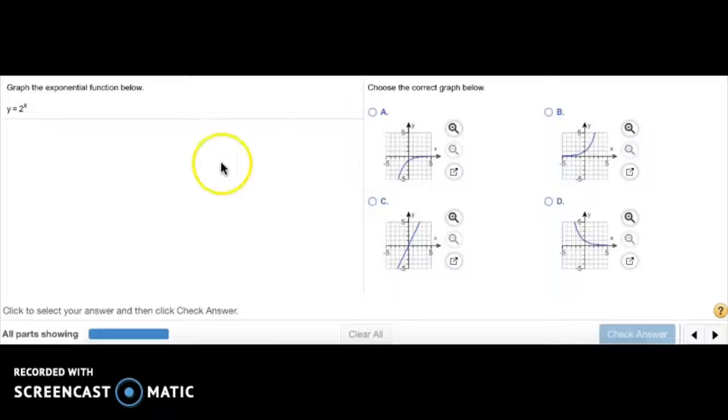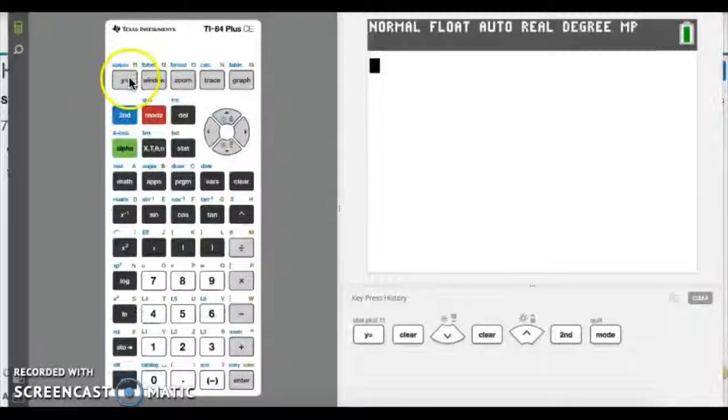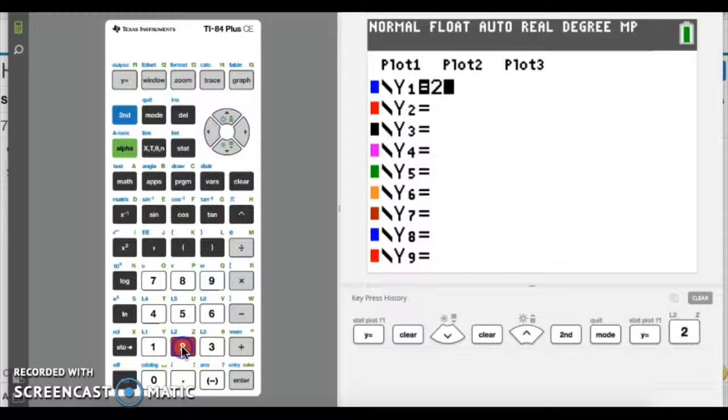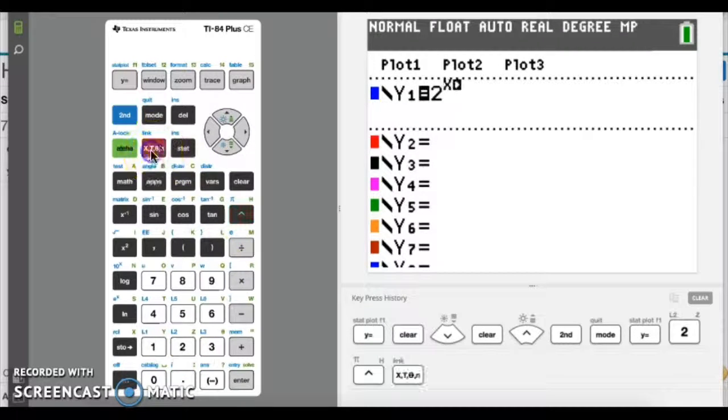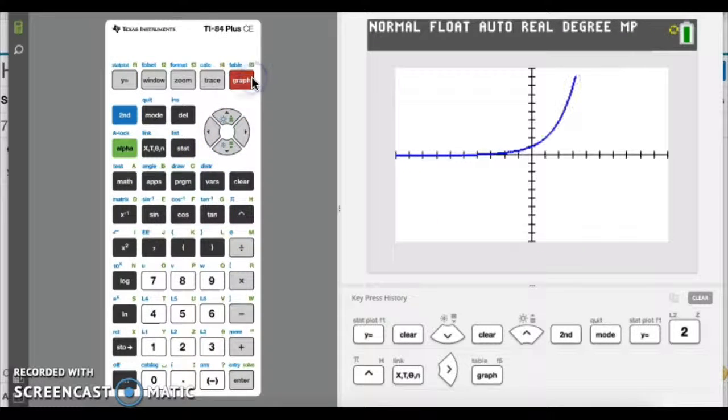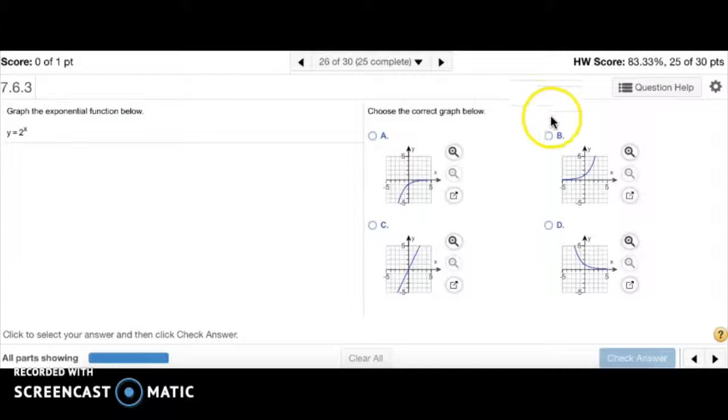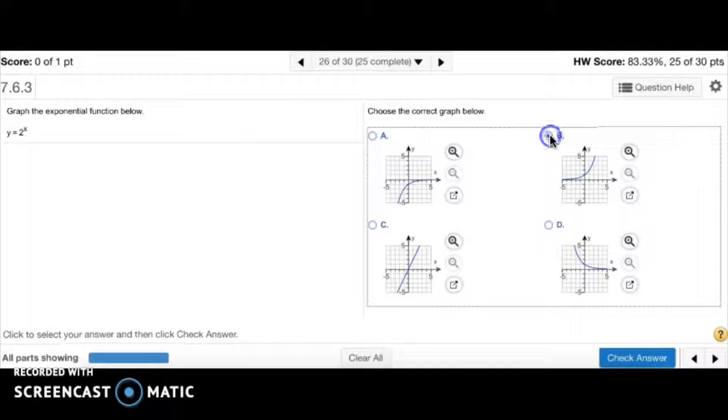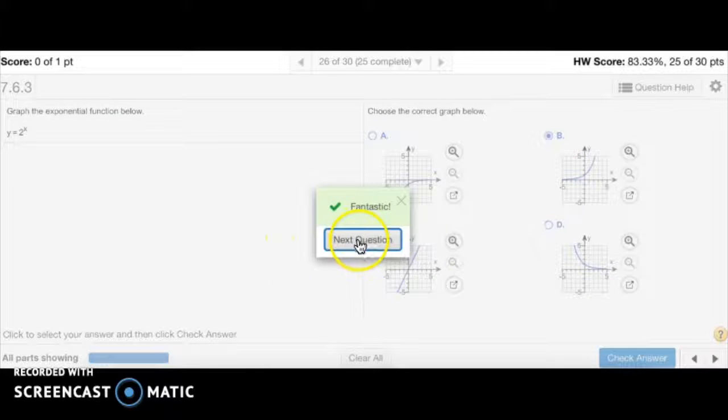26 is asking us to graph the exponential function, and we have a choice of A, B, C, or D. So let's put this in the calculator and see what our graph will look like. So go to y equals, type in 2 to the exponent of x, and press graph. Okay, then this shows us what our graph is going to look like. Let's look at our answers. So my answer clearly has to be B. That one matches our graph. That's number 26.